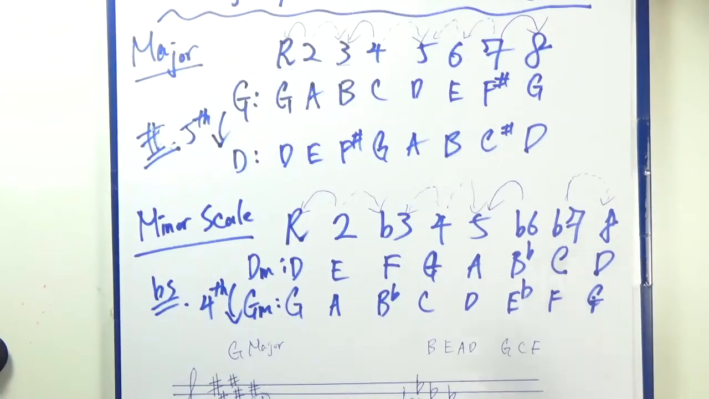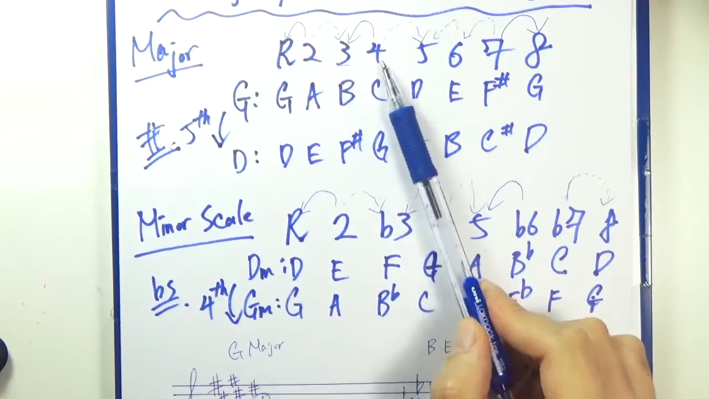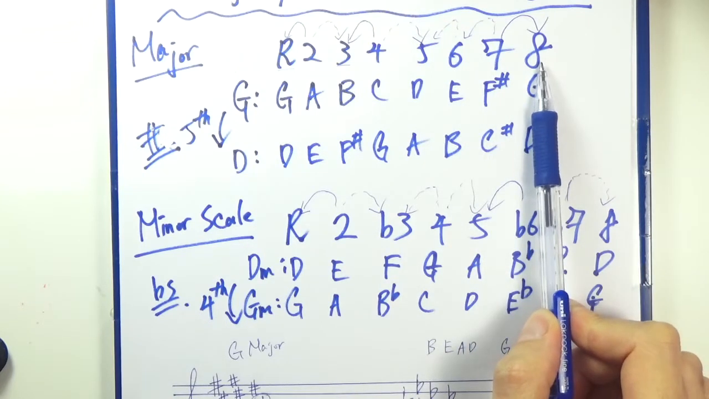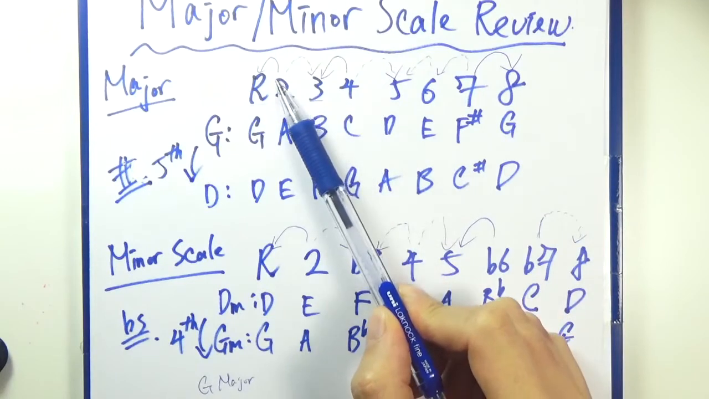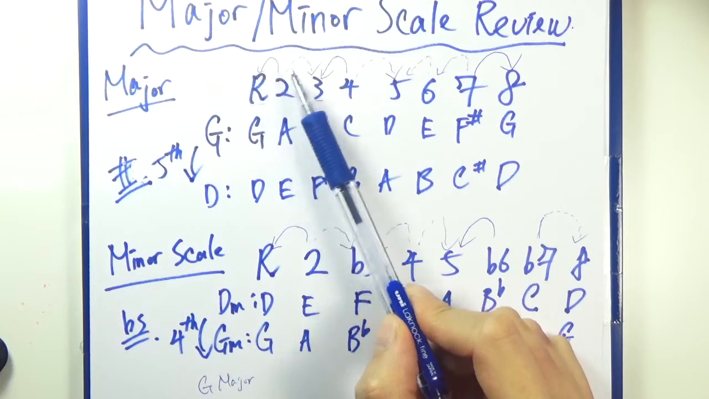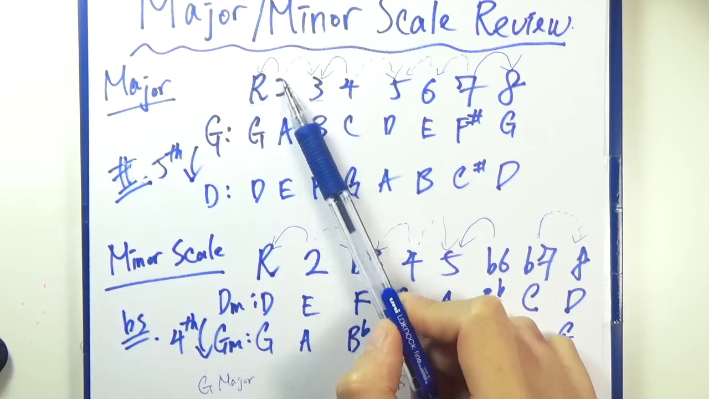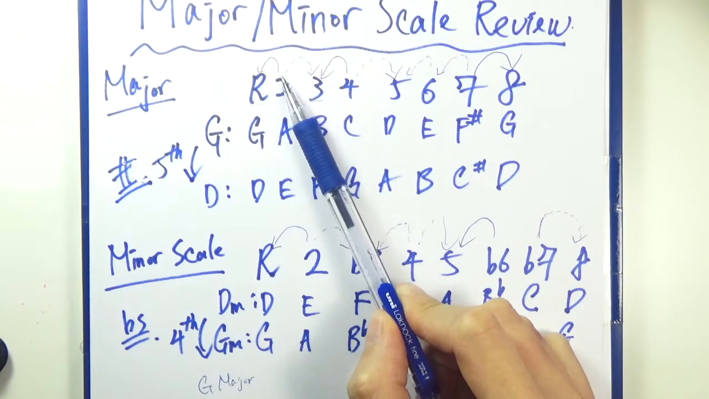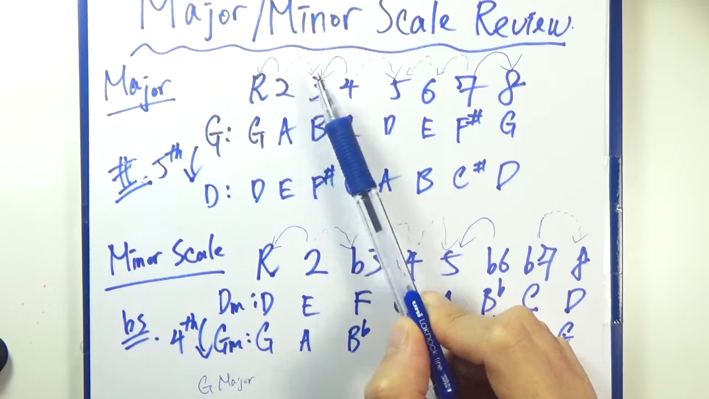For major scales, you have this interval pattern: root, major second, major third, perfect fourth, perfect fifth, major sixth, major seventh, the octave. Some tone tendencies to keep in mind. The major second resolves down to the root with a solid line, so it's a strong resolution to the root. You can also resolve that up to the major third, with a dotted line, which means a weaker resolution.